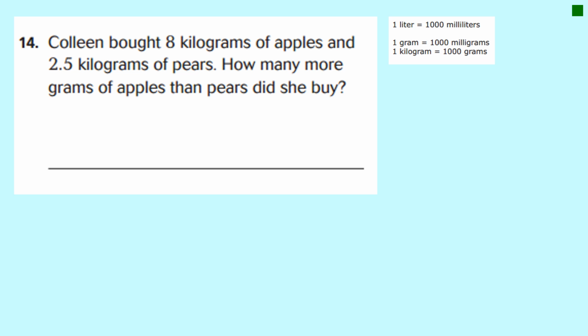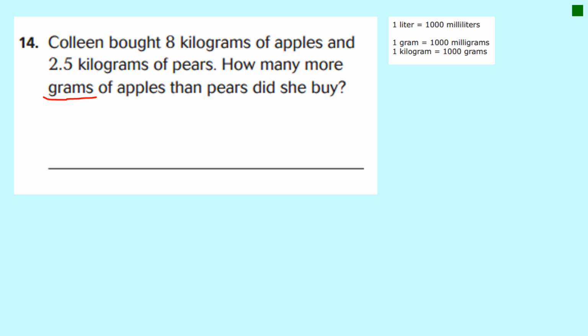Okay, now we're down at the bottom in the problem solving area. It says Colleen bought 8 kilograms of apples and 2 5/10 kilograms of pears. How many more grams of apples than pears did she buy? All right, let's take a look at this. Colleen bought 8 kilograms of apples and 2 5/10 kilograms of pears. How many more grams of apples than pears did she buy?